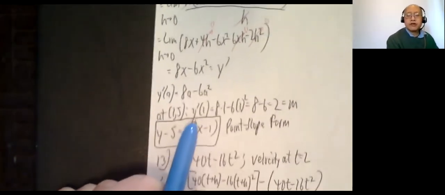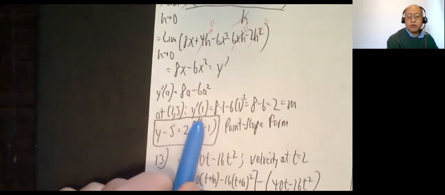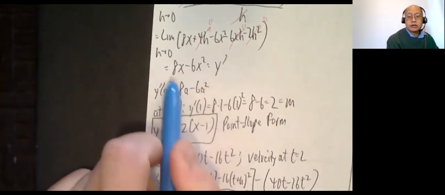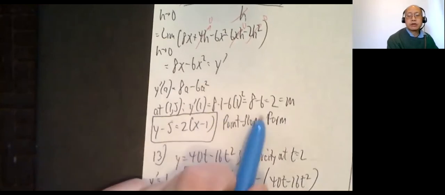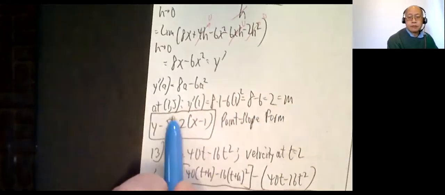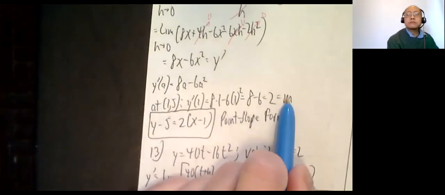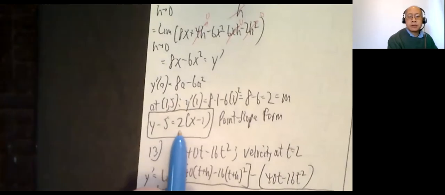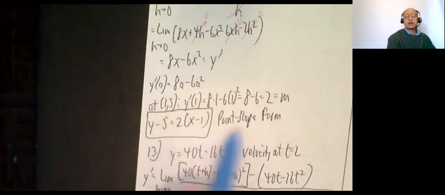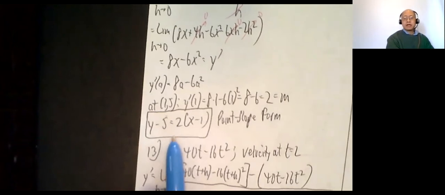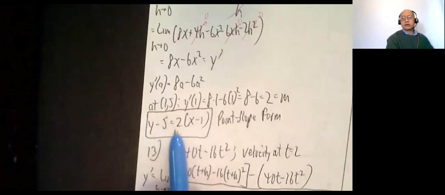So I plug in 1 for x and 5 for y, but there's no y to plug in. So just put a 1 right there and a 1 right there. So 8 times 1 minus 6 times 1 squared, 2. Slope. Point, slope. Y minus y1, y minus 5 equals m times x minus x1, x minus 1. Stop right here. Okay. Meaning, you know, and I know we can keep going to y equals mx plus b.